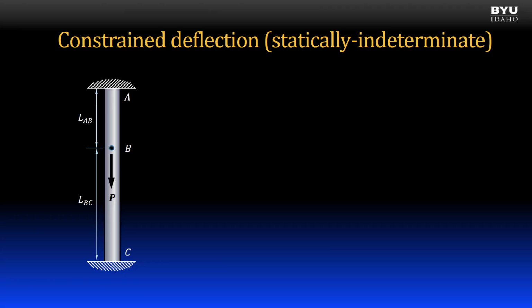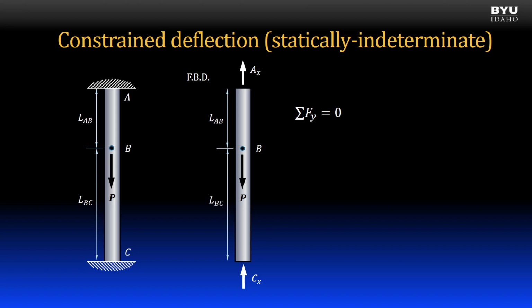The next topic is constrained deflection of an axially loaded member. An example is shown. The bar has fixed supports at both ends. A free body diagram of the bar looks like this. Summing forces in the y direction yields this equation, with two unknowns. There are no other useful static equilibrium equations, so this member is considered statically indeterminate. It cannot be solved with statics alone.